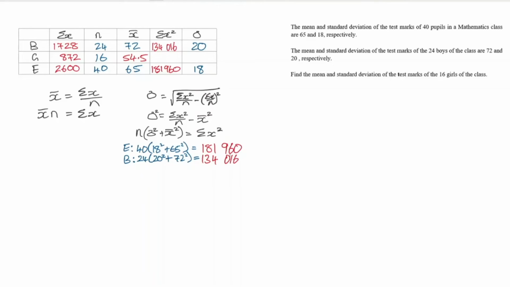Okay, just like before, we should be able to do a subtraction to get the sum of x squared for the girls. Once we have that, we have everything we need to find the standard deviation. So here we know that sigma is going to equal the original formula, the square root of the sum of x squared over n minus the sum of x over n all squared. So just substitute all of that in and then into our calculator.